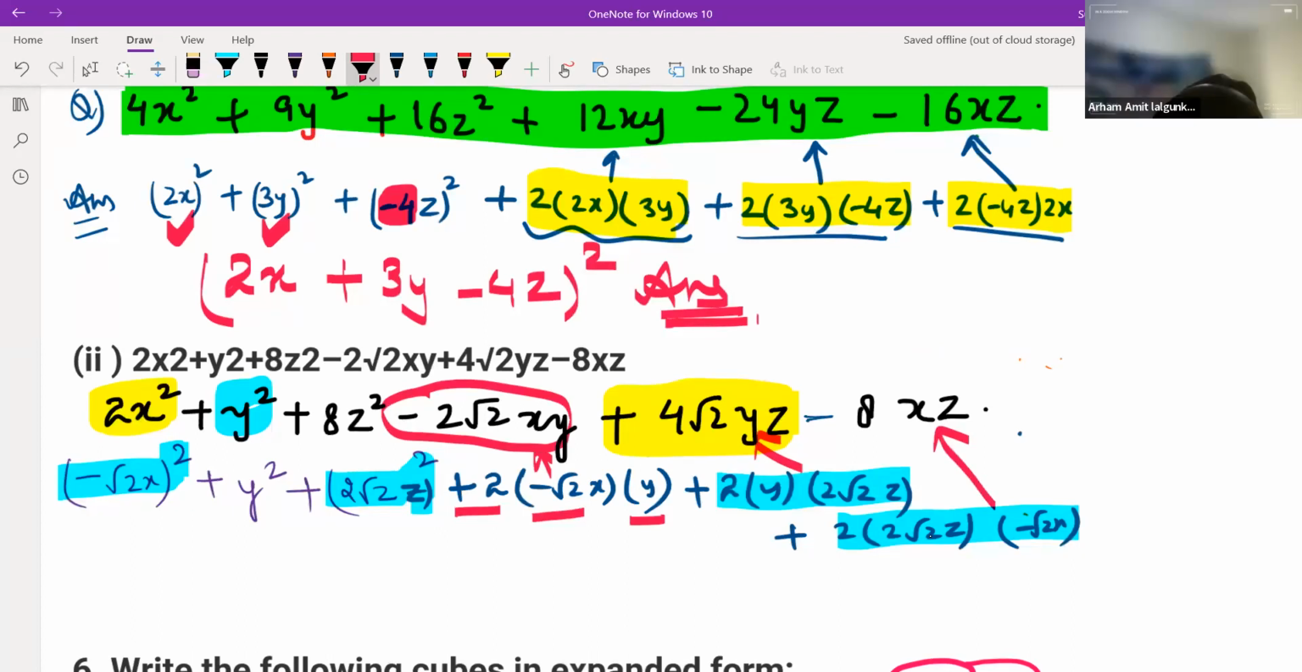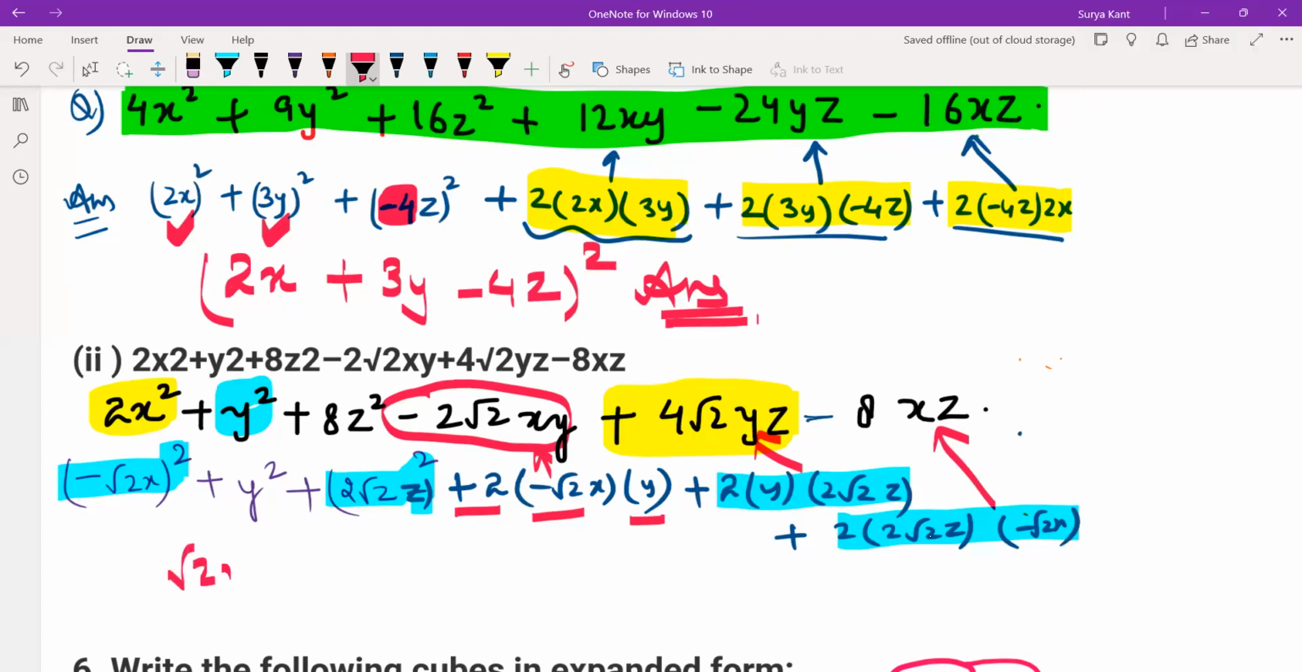Understood? Okay, sir. So lastly, the answer will be root 2x plus y plus 2 root z whole square. This is the final answer. Over. Clear?